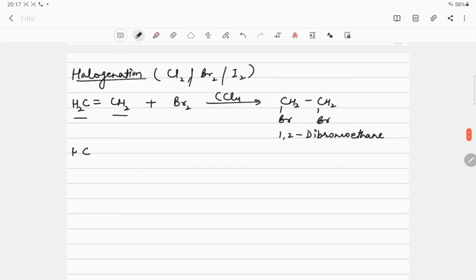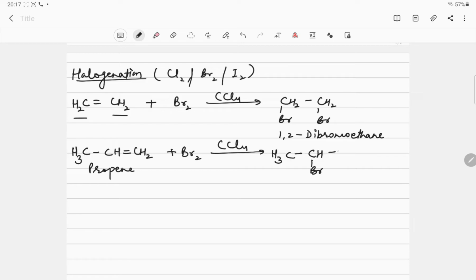Now let's take another example. Say we have propene, CH3CH double bond CH2, and if we add bromine to it, then too the addition reaction will take place, and the reaction will be like this: CH3CH, one Br on one side of the double bond, another Br on the other side of the double bond, and the double bond converted to a single bond. So that is how we get another compound, 1,2-dibromopropane, a vicinal dihalide.